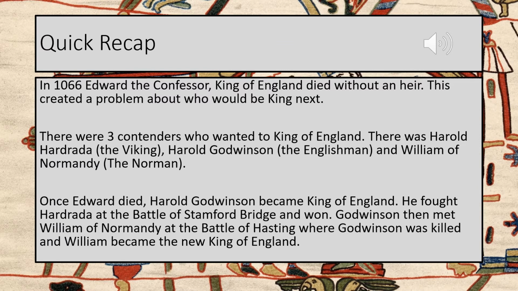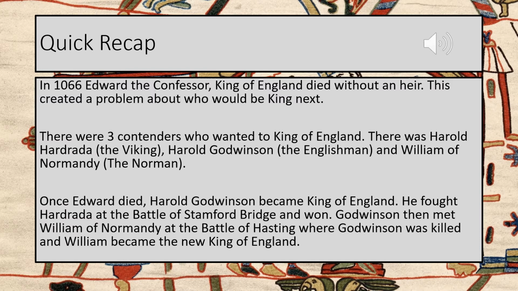Before half term we were looking at the Battle of Hastings and who would become the next King of England. Here is a quick recap to remind you of what we were looking at before Christmas. In 1066, Edward the Confessor, King of England, died without an heir. This meant he had no children to succeed him as king. This created a problem about who was going to be king next. There were three contenders who wanted to be King of England. There was Harold Hardrada, nicknamed the Viking, Harold Godwinson, nicknamed the Englishman, and William of Normandy, nicknamed the Norman.